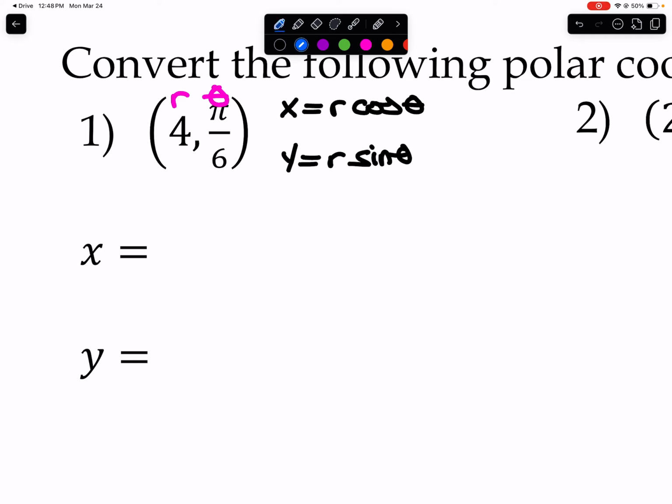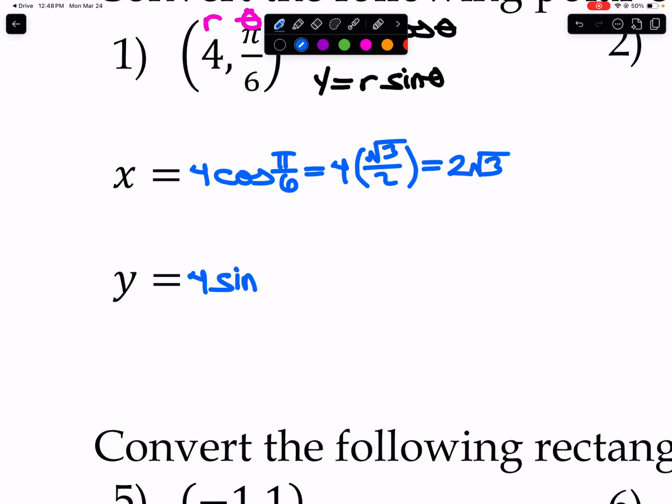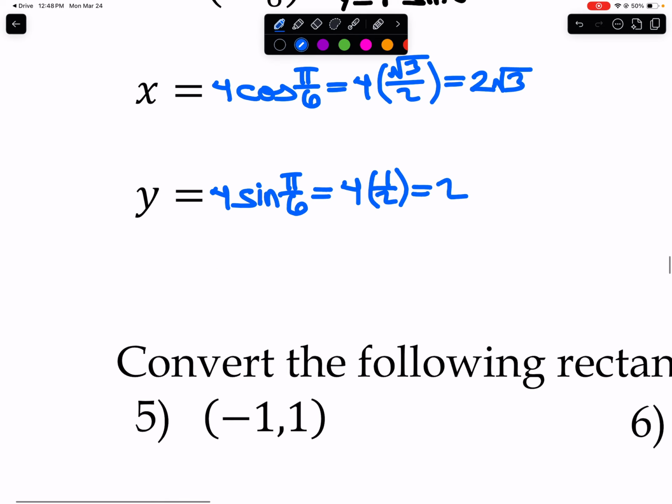So when I plug in, x is going to be equal to 4 times cosine of pi over 6, and then you're going to evaluate cosine pi over 6 from the unit circle. So cosine of pi over 6 is going to be root 3 over 2, which is going to be equal to 2 root 3. So that's your x component. Now we need to find the y component. So I'm going to do 4 sine of pi over 6. So this is going to give you 4 times sine of pi over 6, which is 1/2, which is going to give you just 2. So your coordinate would give you 2 root 3, comma 2.